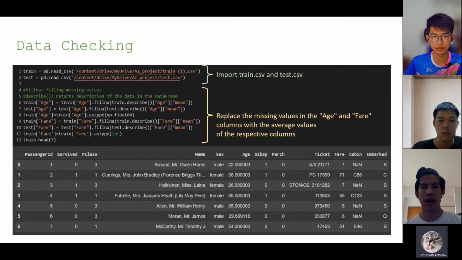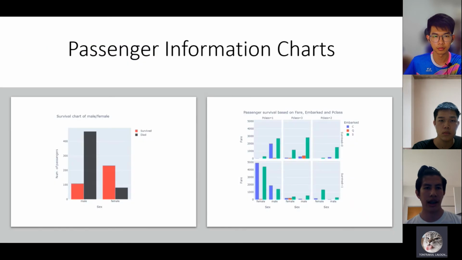Before seeing the train data, there might be some missing information in it. So in the checking process, we replace the missing values in the age and fare columns with the average value of the respective column.